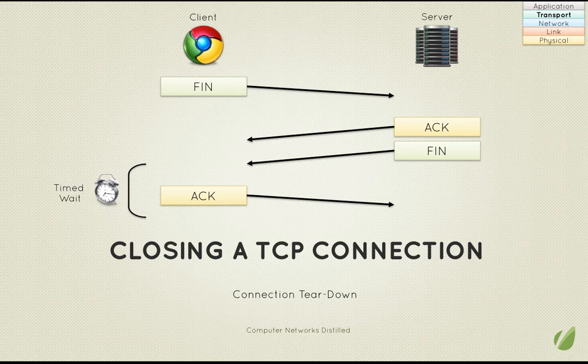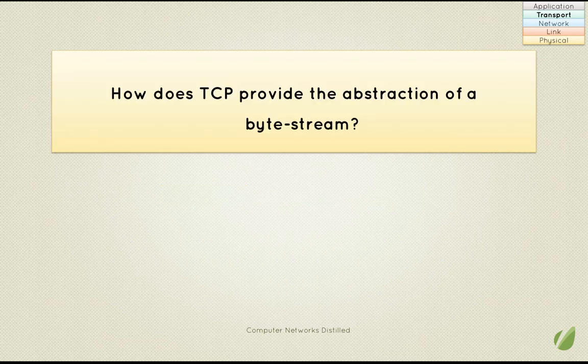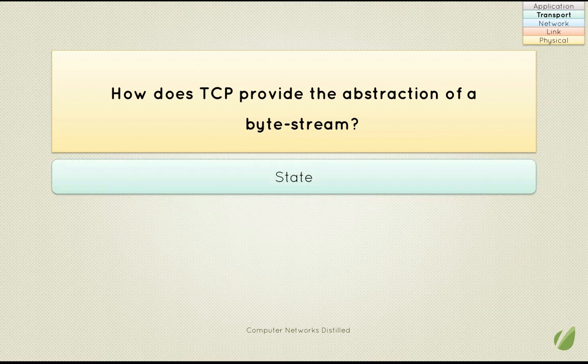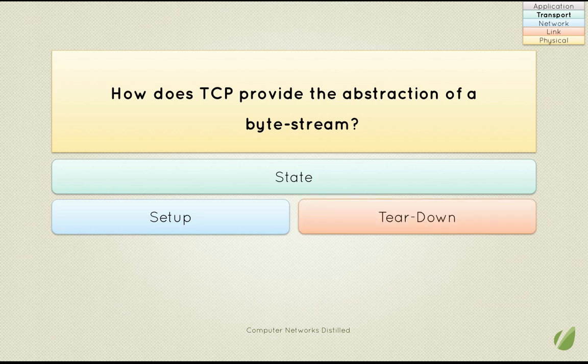close the connection. The question we've considered in this lesson is, how does TCP provide the abstraction of a byte stream, the abstraction of a connection? In order to do so, it has to maintain state at both ends. It has to set up that state. It has to tear down that state. So there are processes for the setup and teardown, the connection creation, the connection destruction for both ends.